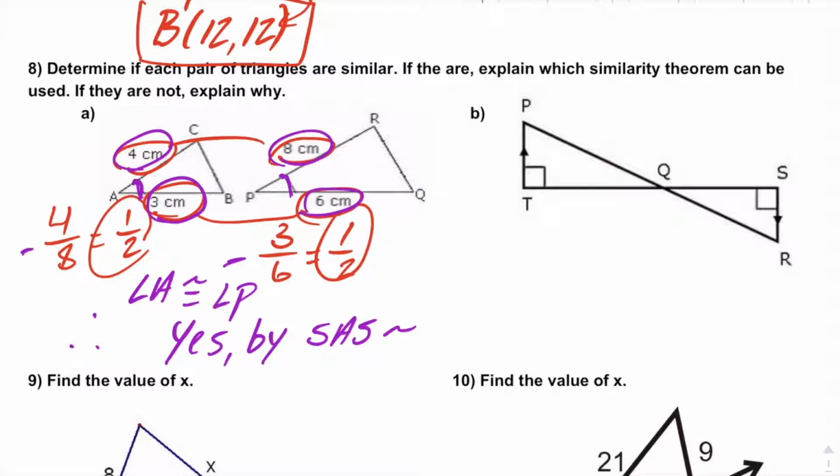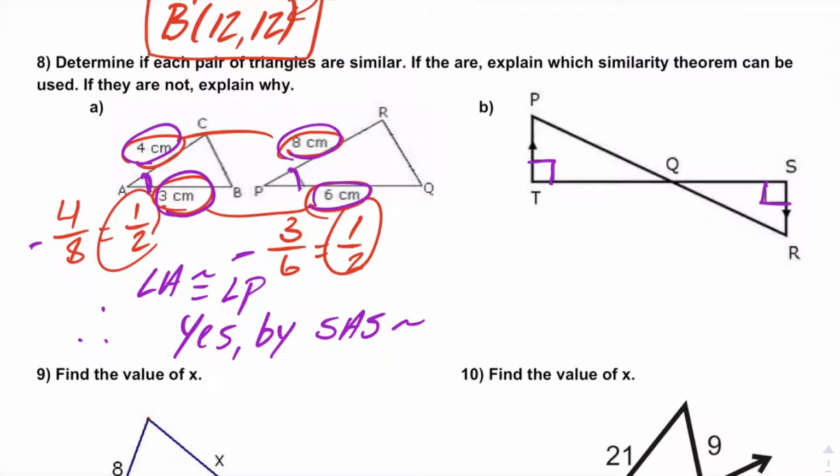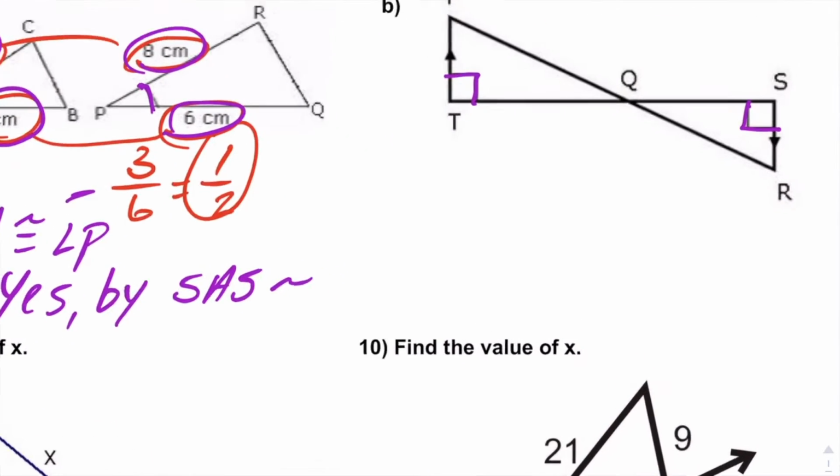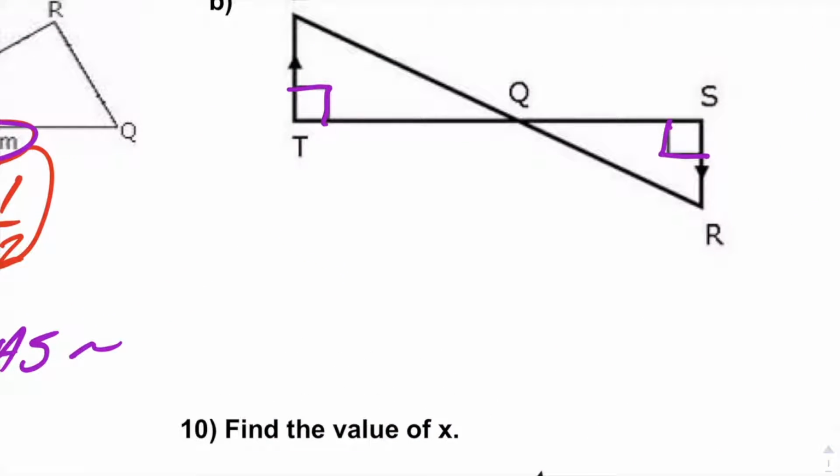Letter B. Same thing. We need to compare these. So we know already that this right angle is going to be similar to this right angle. Okay? Let me zoom in. So angle T is congruent to angle S. And we know this is parallel because of that arrow. And this is parallel. We have two parallel lines. These angles are vertical angles.